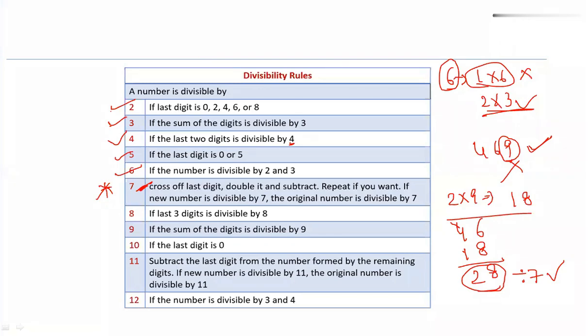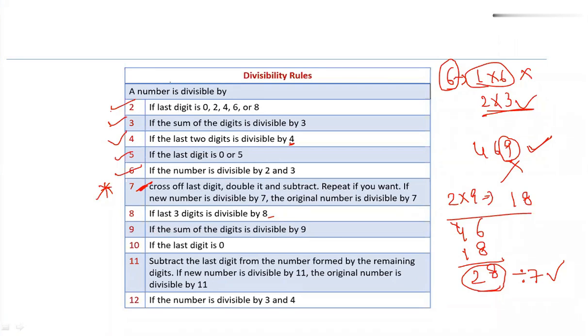Okay, done. Then divisibility rule of 8: last three digits. However many digits are there in the number, the last three digits should be divisible by 8. And 9 and 3 are the same: sum of the digits should be divisible by 3, or by 9. Next, if the last digit is 0, that is the 10 divisibility rule. And 11 divisibility rule.